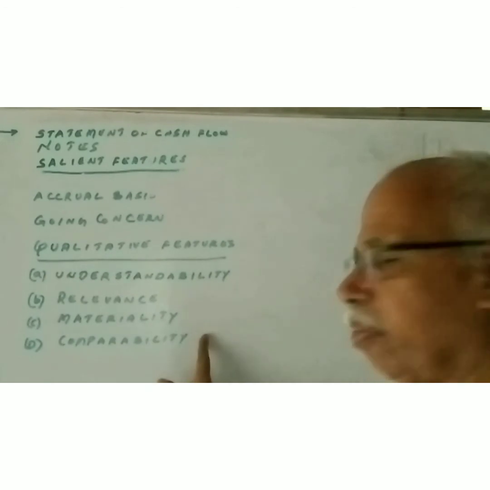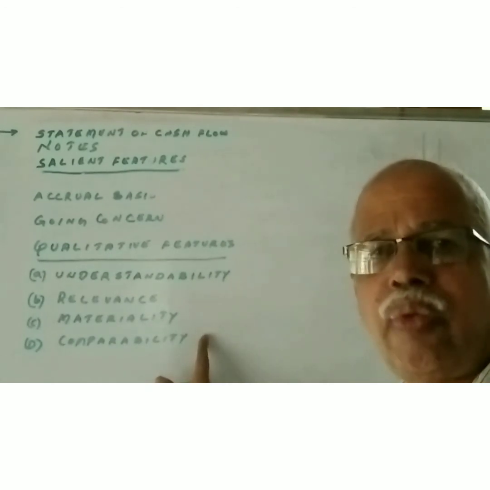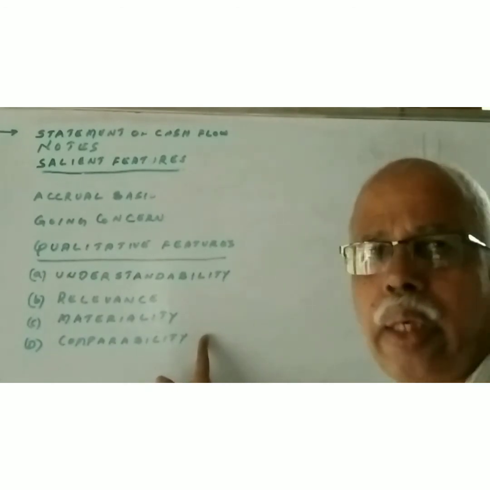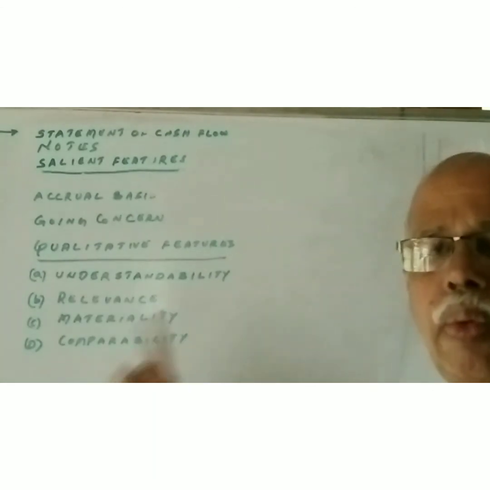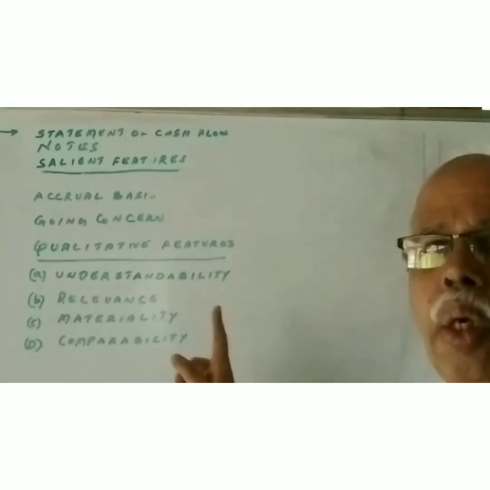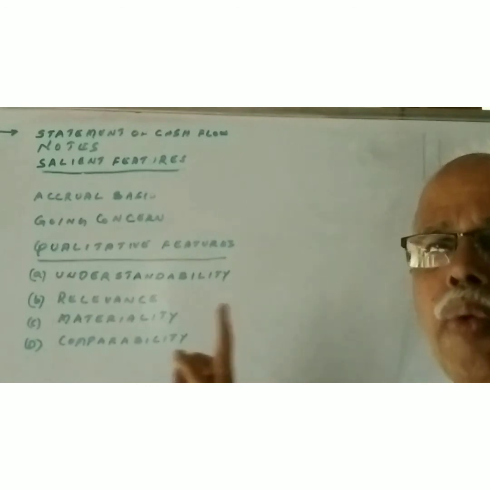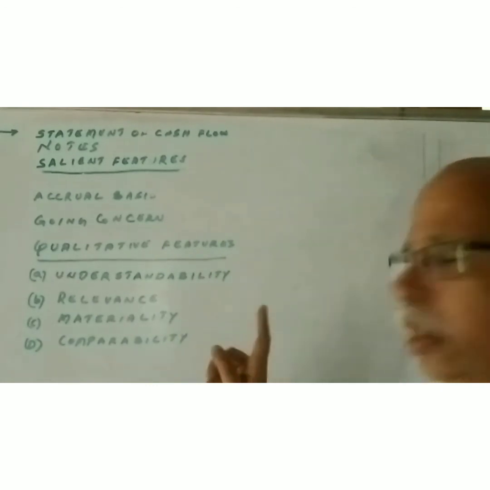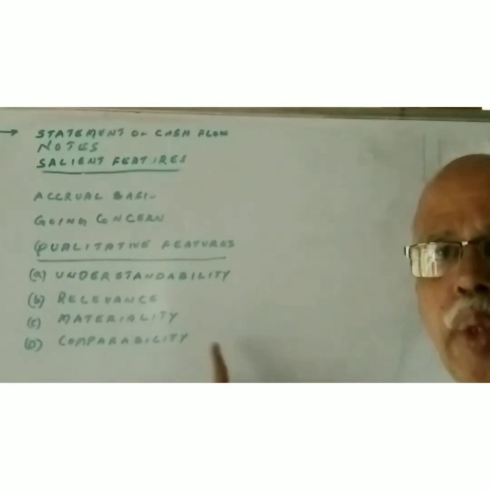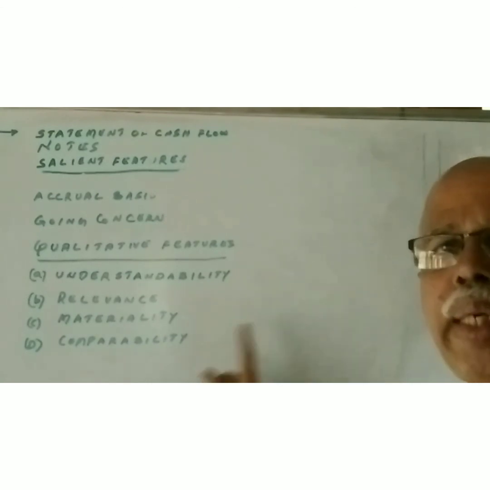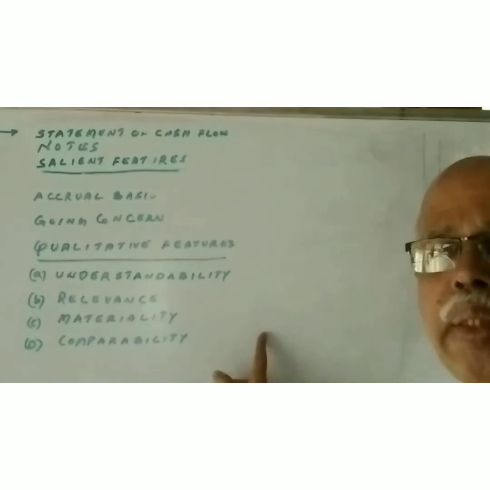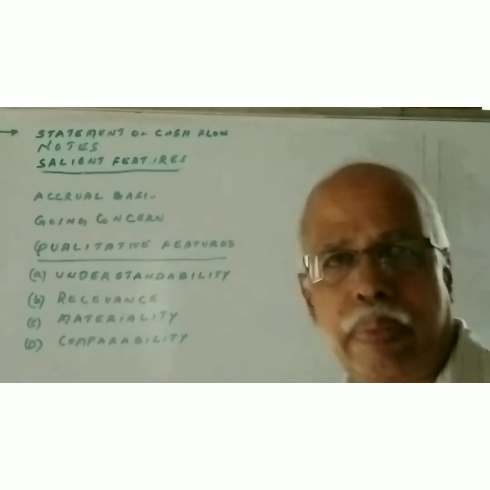Then comparability. Usually information for 2 successive years are given. So users can compare the performance of a company for these 2 periods. Similarly, comparison is also possible with financial statement of other companies in the same industry.